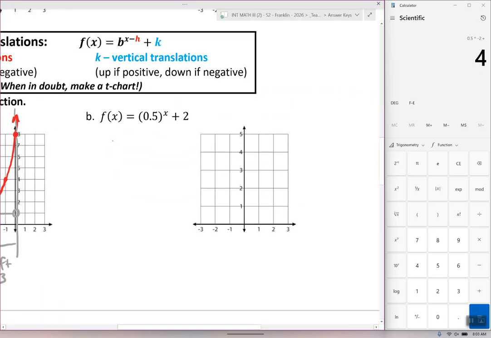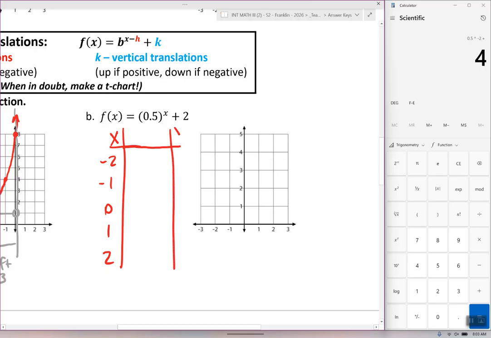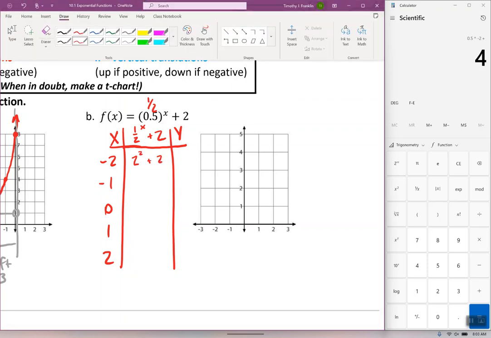Let's try one more. Okay, we'll do our 5. Maybe I want a middle column on this one as well. Always nice if I have a little work to do. So this is 1/2 to the x plus 2. Okay, so for -2, 1/2 to the negative 2 is 2 over 1 to the second. So you can flip it ahead of time, make it a little easier on you.